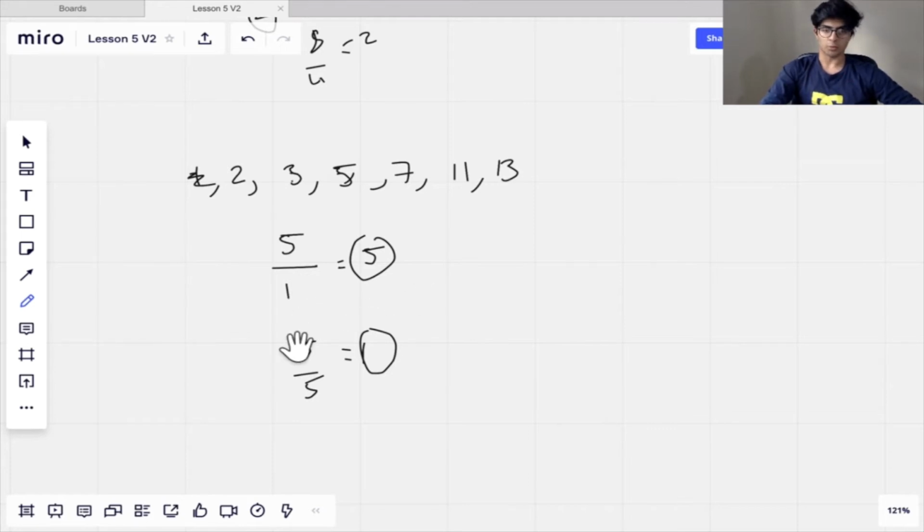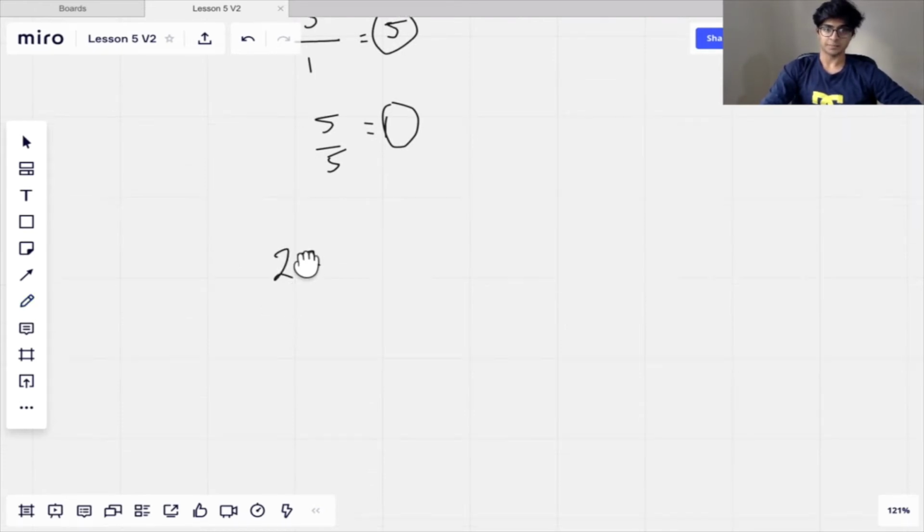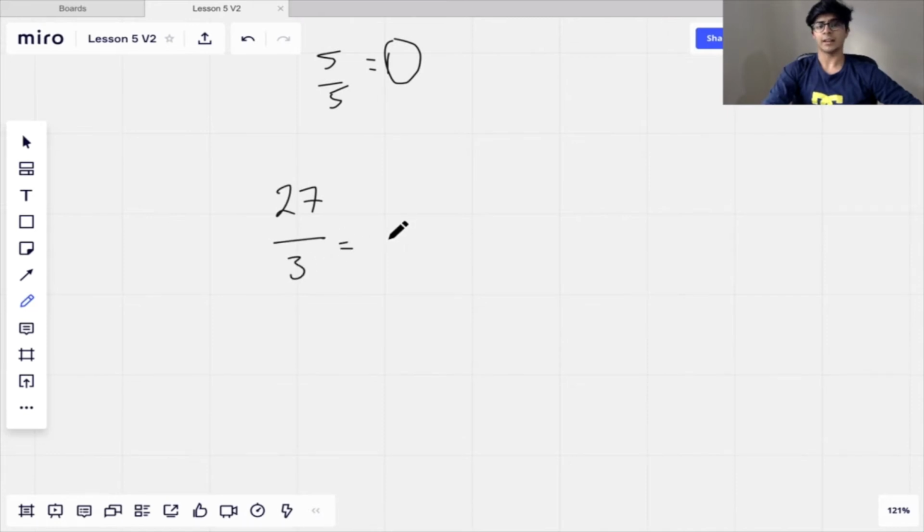But take for example, say 27. Well, we can divide 27 by 3 and get 9. So we know 27 is not a prime number because it has factors besides 27 and 1.